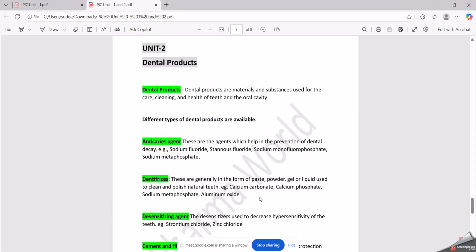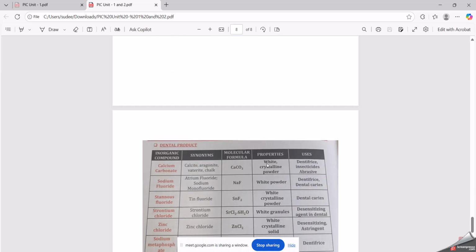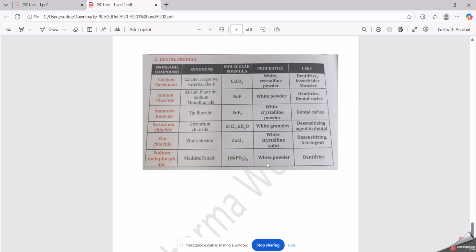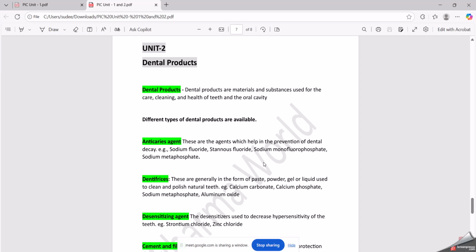Yeah, unit 2 is dental products. Here you only have to remember definitions and some of the important materials and properties. You can expect one question from this unit. So these are some of the definitions. We have to know what the terms are and what they mean. Dental products, you all know, are materials and substances used for the care, cleaning, and health of teeth and the oral cavity. Usually we use paste and some other mouthwashes.